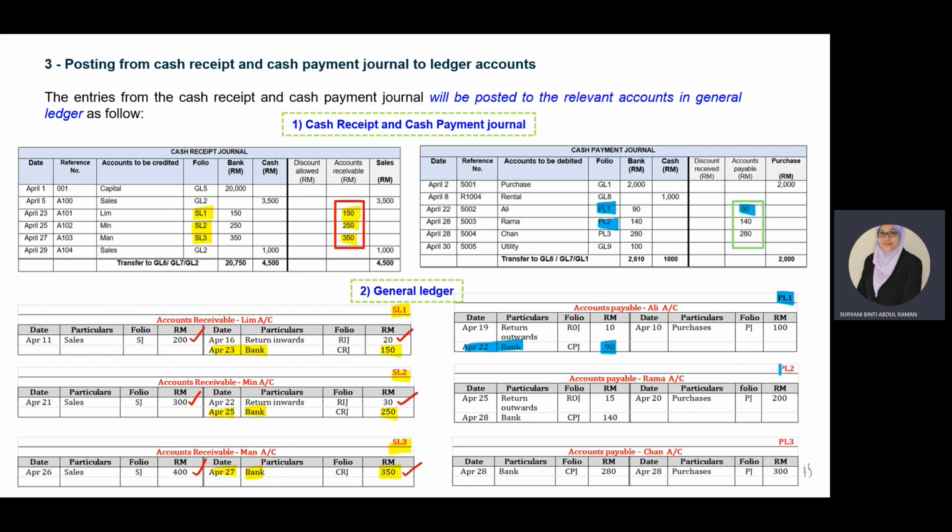PL2, Rama, okay, you debit the account. And PL3, 280, okay, Chan, you debit the amount. Okay, and the rest are the whole transactions that we have recorded before. So this is how you update the account, okay, one by one.